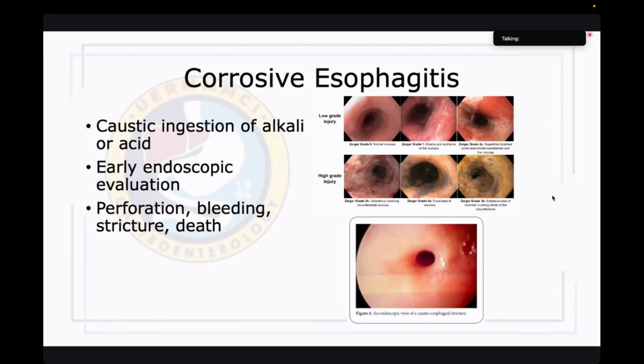Initial endoscopy after 48 hours of ingestion is not advised because the injured esophagus may then enter the phase of ulceration and granulation, and this is the time when the esophagus becomes very fragile and can easily be perforated. Severe corrosive injury may lead to esophageal perforation, bleeding, stricture. So this is an example of a stricture months to years after the ingestion, and it can also lead to death.